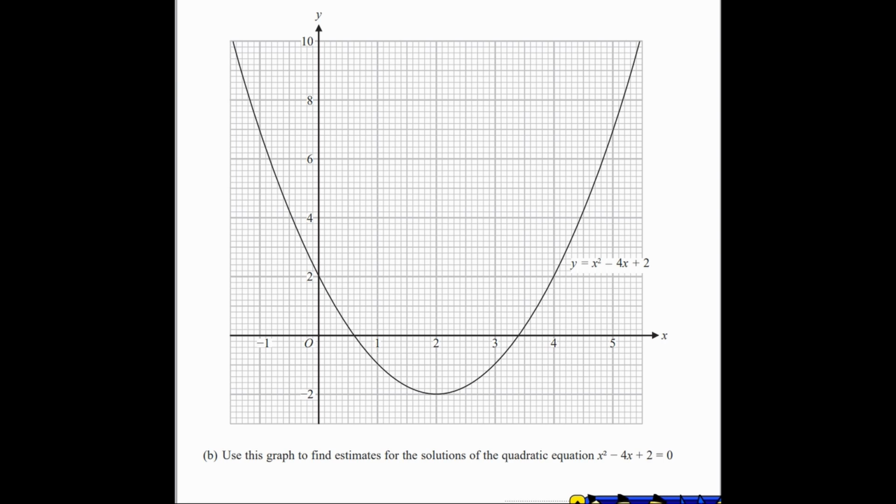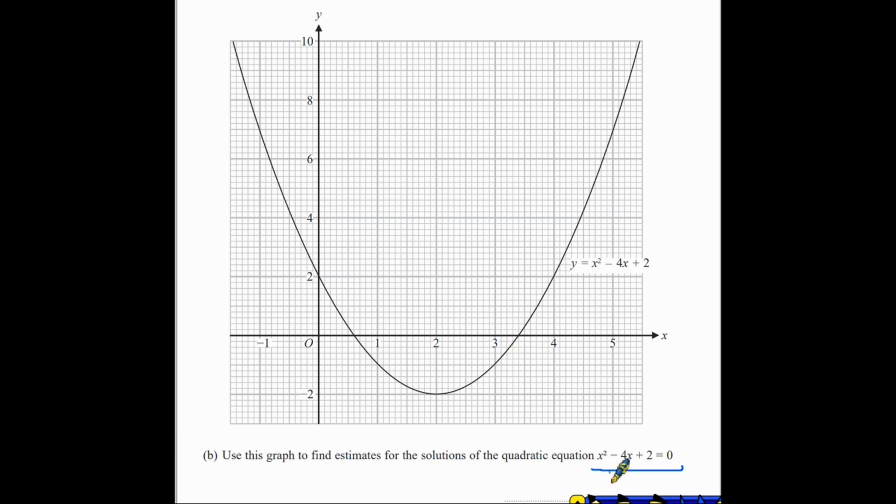And part B of question 28 is another graph. This time it is asking us to use the graph to find estimates for the solutions of the quadratic equation x squared minus 4x plus 2 equals 0. Again, it is perfectly possible to use algebra to calculate the value of x here, but again, when it's drawn on a graph, we can use the graph.